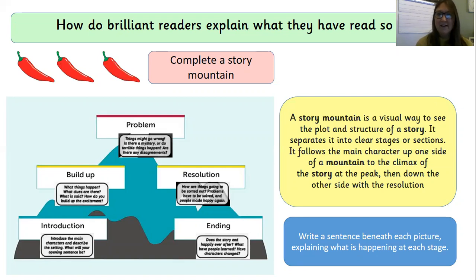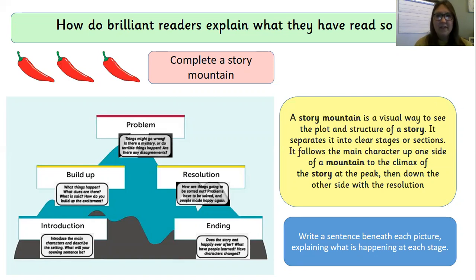And at the end of the story, you can see it's the ending. In a fairy tale, it might have a happily ever after ending. Or have a think what happened in Stormwell. It may even leave you on a question. Or maybe the characters will have changed.